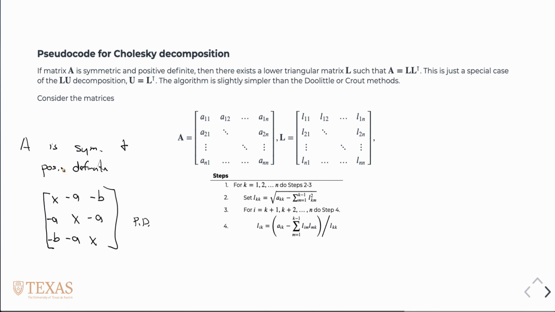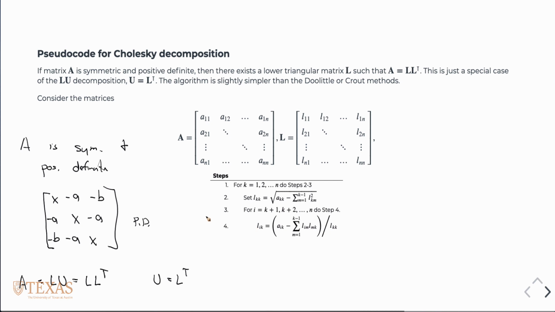But the true definition of positive definite is if all the eigenvalues of the matrix are positive. If you haven't had a linear algebra course and don't know what eigenvalues are, we'll cover those in the future. But if you have a matrix that's positive definite, then you can have an LU decomposition where U is equal to L transpose. And so you only need one matrix L, and this is the algorithm to come up with that decomposition. That is called the Cholesky decomposition.